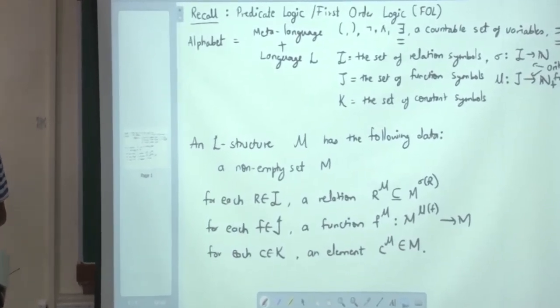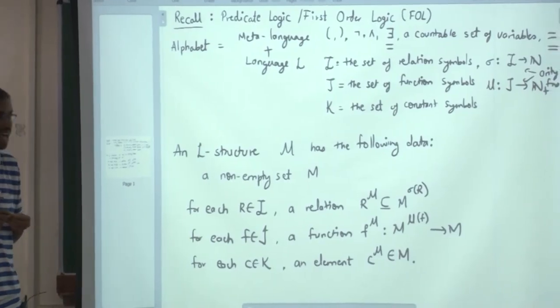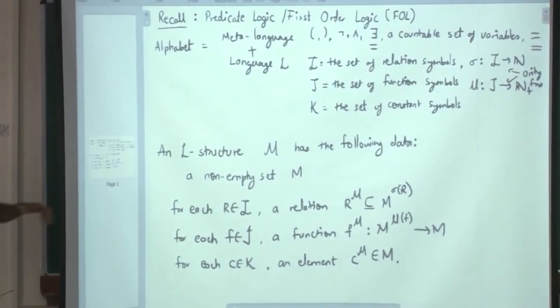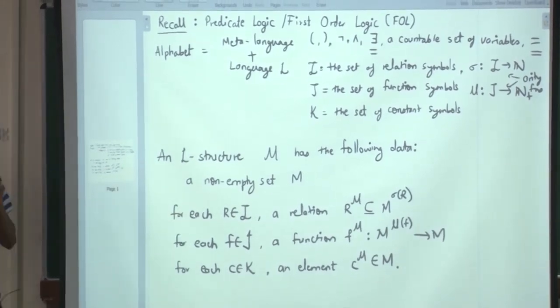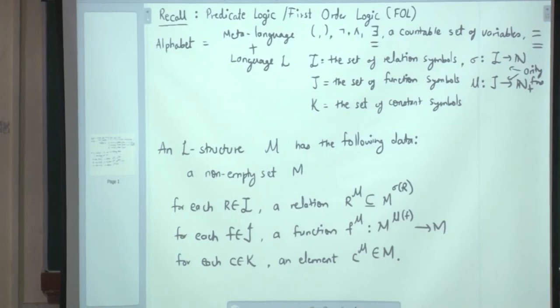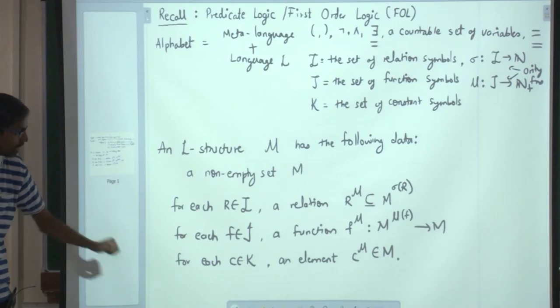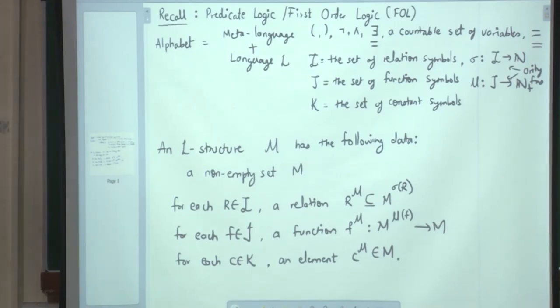Then each function symbol is interpreted as a function. These are just symbols, they don't mean anything, whereas here it is an actual function of that arity. It takes so many inputs and then it gives out one output. And finally, for a particular constant symbol, you have to choose a fixed element of the underlying structure. Right now, it still doesn't have any meaning beyond this.